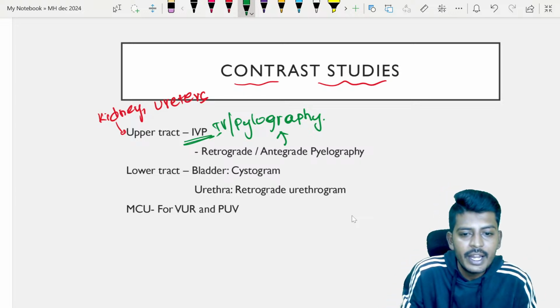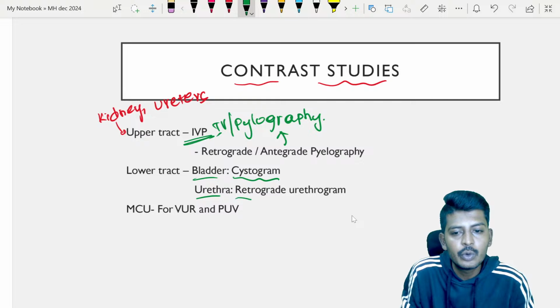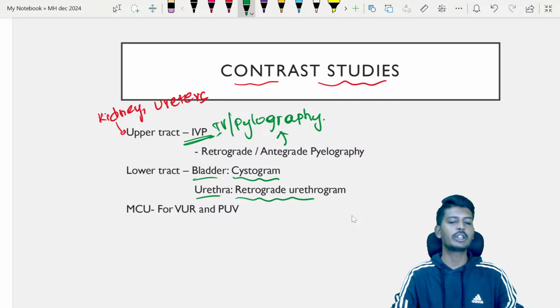Lower urinary tract includes your bladder and urethra. For the bladder we do a cystogram, and for the urethra we do what is called a retrograde urethrogram. What is that? Retrograde urethrogram.